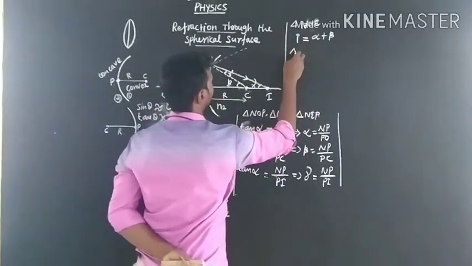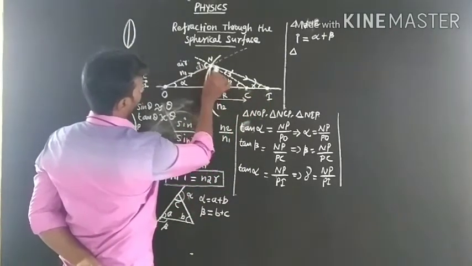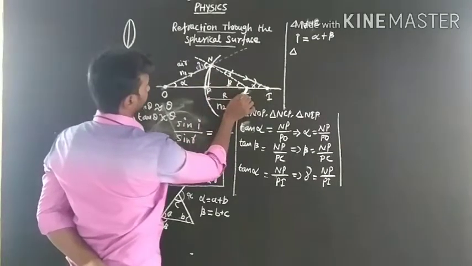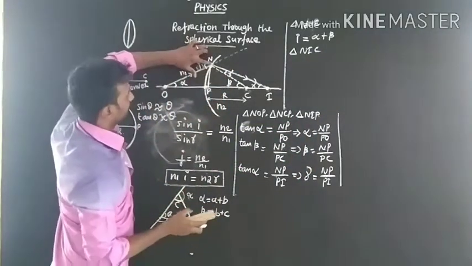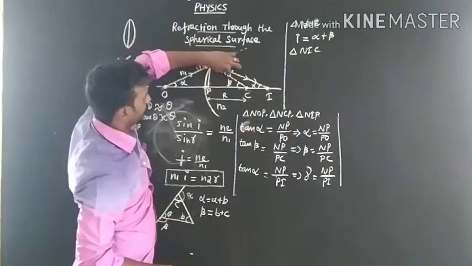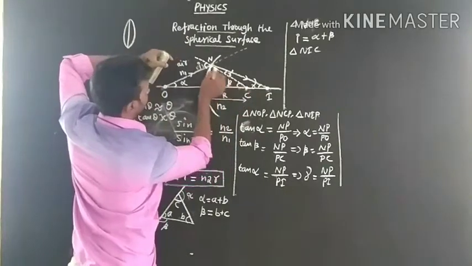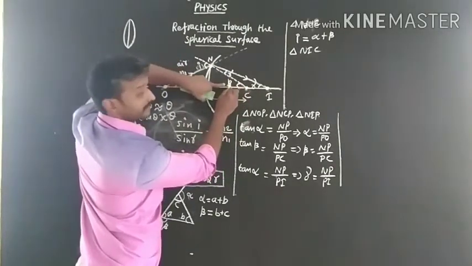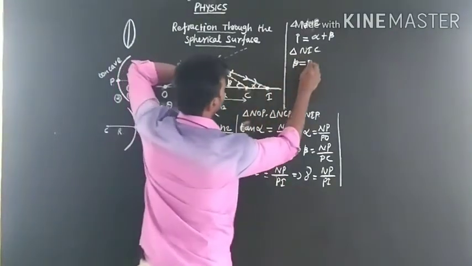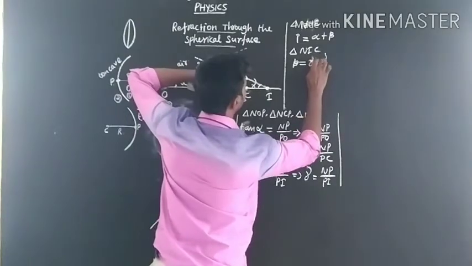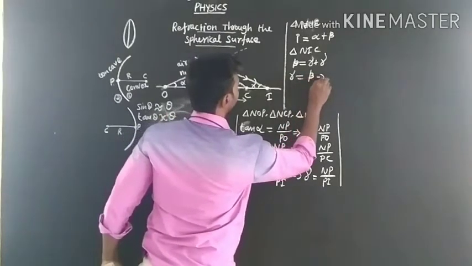Similarly, for the triangle NIC, the exterior angle is beta. In the triangle NIC, what are the interior angles? One is r, the second one is gamma. For this triangle, beta is the exterior angle. Am I right? So the exterior angle beta is equal to the sum of the two interior angles r plus gamma. From this equation, r equals beta minus gamma.